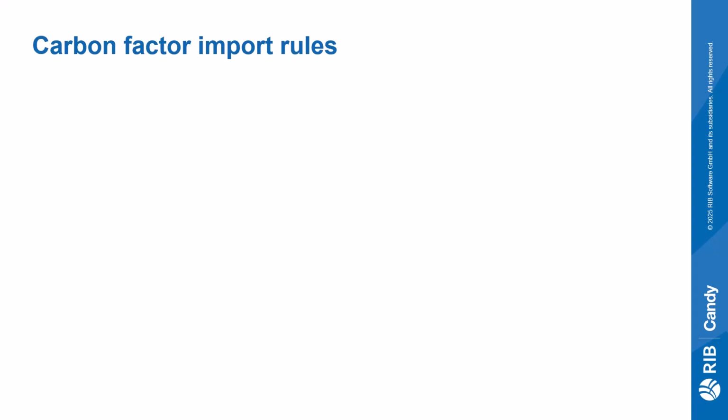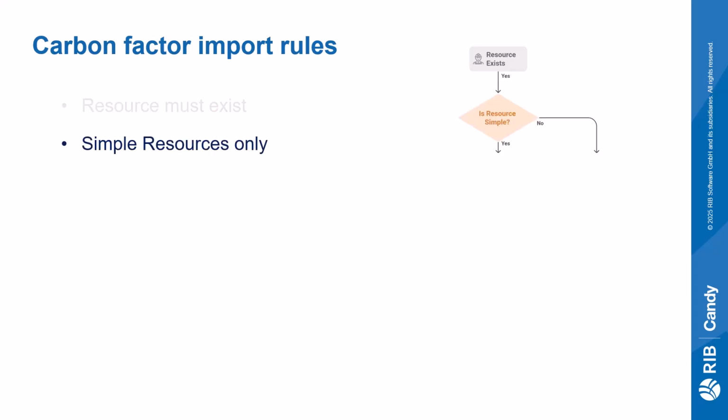Let us first look at how to import carbon rates for resources. When importing carbon rates for resources, there are certain import rules to take note of on how Candy handles the data import for the resource list. To import carbon rates into Candy, the relevant resources must already exist in the Candy job and be assigned a valid resource code, which serves as a key reference for the import. Note that carbon rates are only imported or updated for simple resources. For complex resources, carbon rates are automatically calculated based on the associated simple resources used in their build-up.